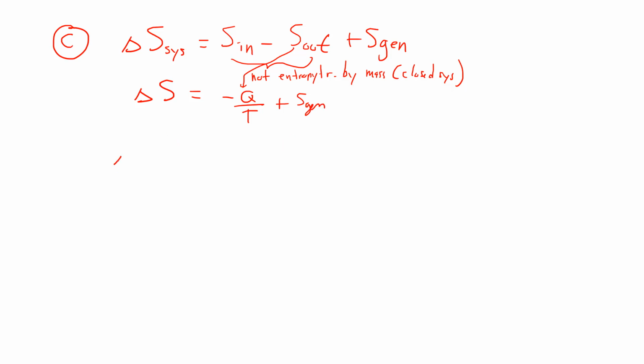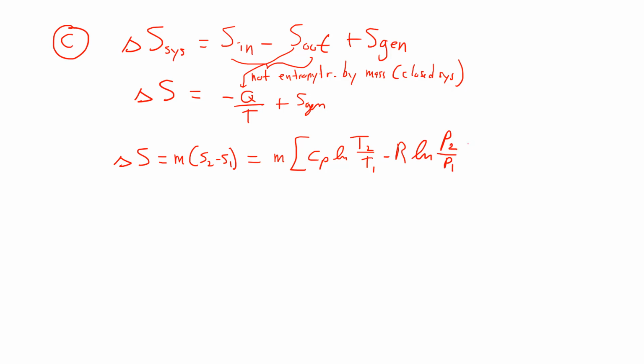So let's calculate the change in entropy. The change in entropy would be that of an ideal gas, so it would be mass times S2 minus S1. It's an ideal gas with constant specific heats, so it'll be mass times Cp natural log T2 over T1 minus R natural log P2 over P1.